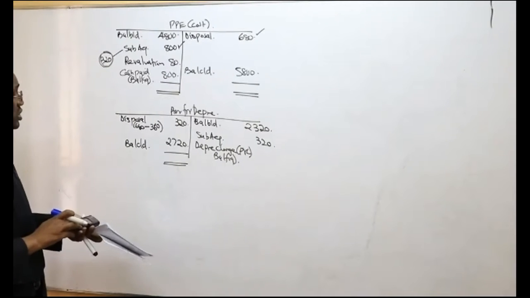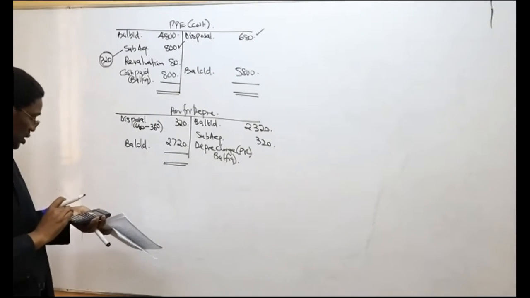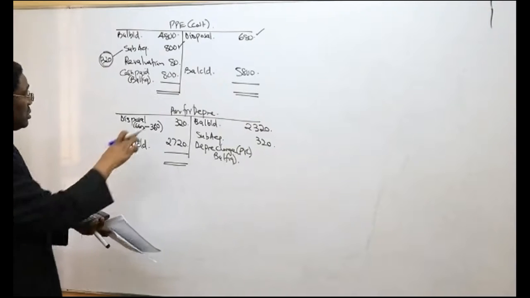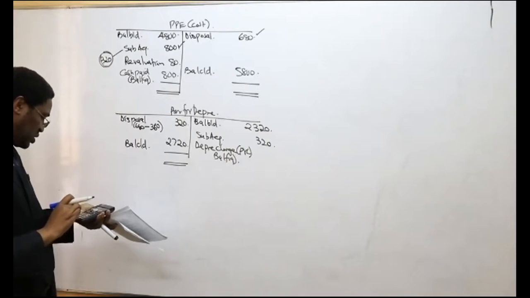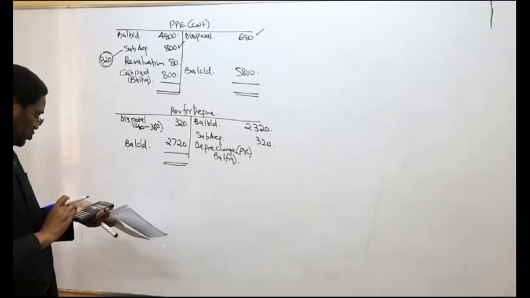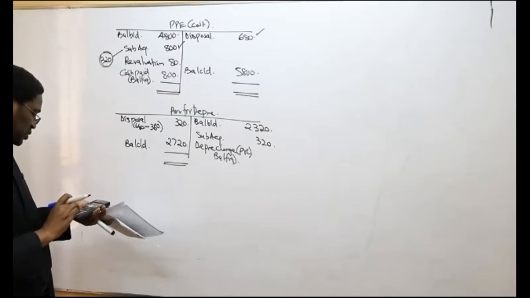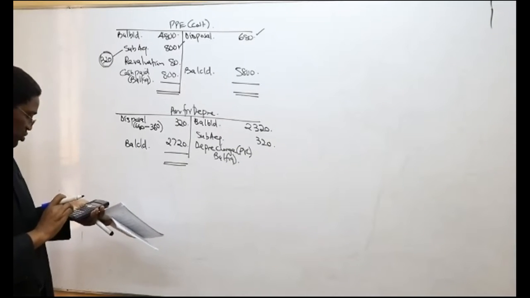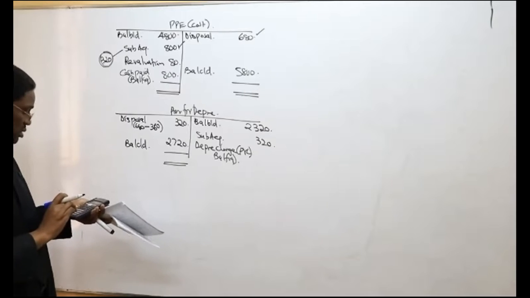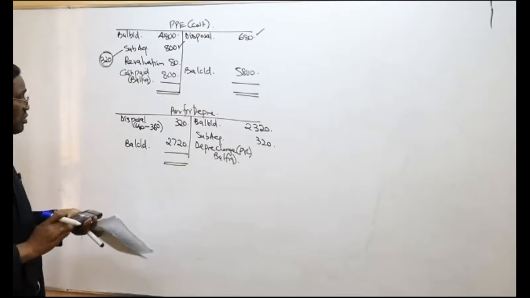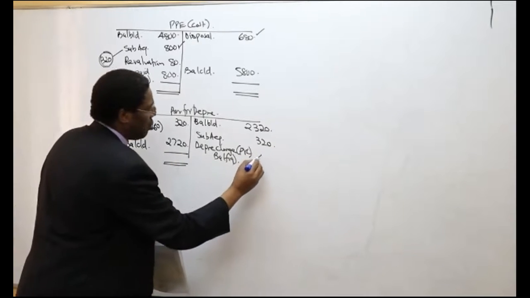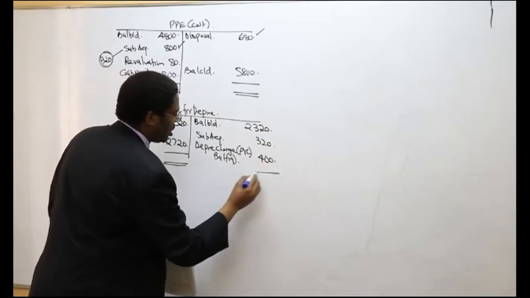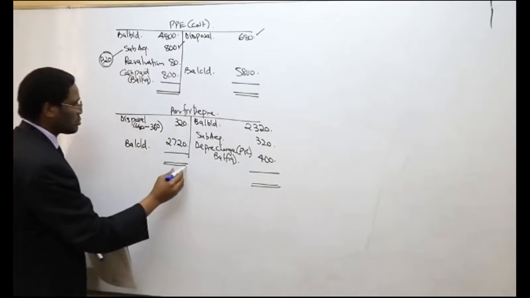And according to this, 27, that is 320 on the debit side, plus 2720. On the other side, there is 2320, and there is 320. So I'm getting a depreciation charge for the year of 400. A depreciation charge for the year of 400.